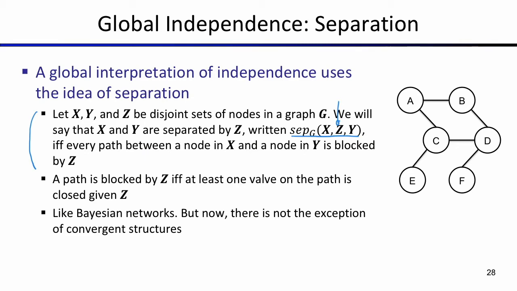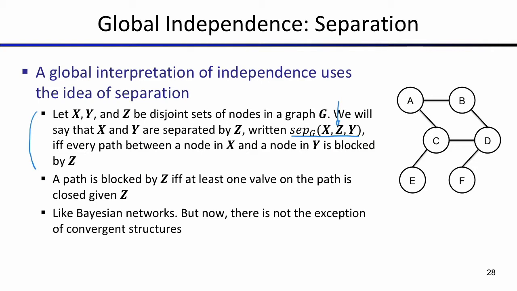If and only if every path between a node in x and a node in y is blocked by z. And the path is blocked by z if at least one valve in the path is closed by z. We saw in the Bayesian networks that it is a little bit more complicated because we have one exception of the convergent structures.